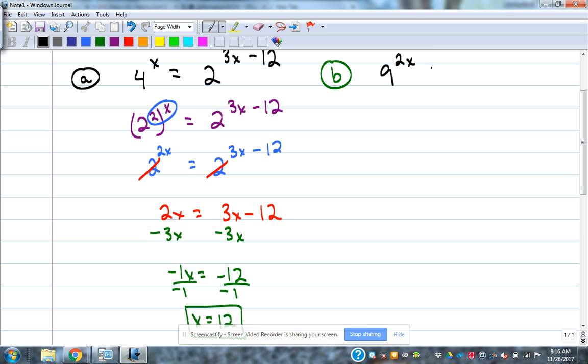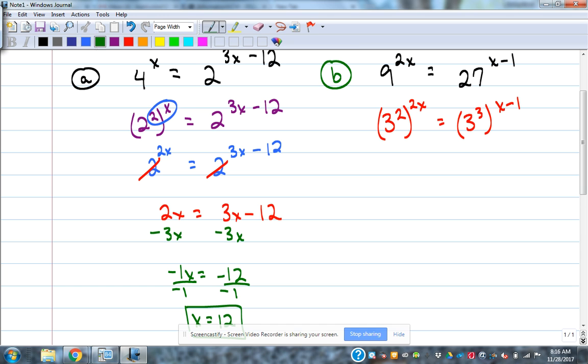9 to the 2x equals 27 to the x minus 1. So 9 and 27 are the bases right now. What number relates 9 and 27? 3. So we want to try to rewrite those with 3 as the base. Okay, so 9 is actually what? 3 squared. 27 is really 3 cubed. Yeah, 3 to the 3rd power.